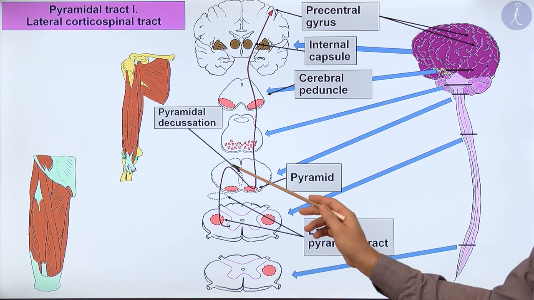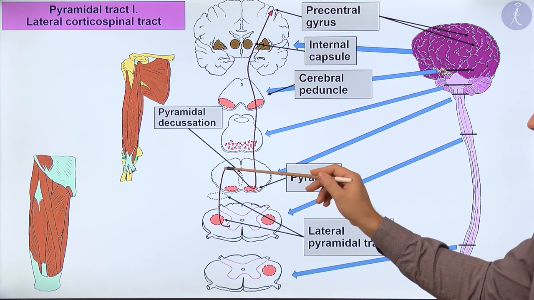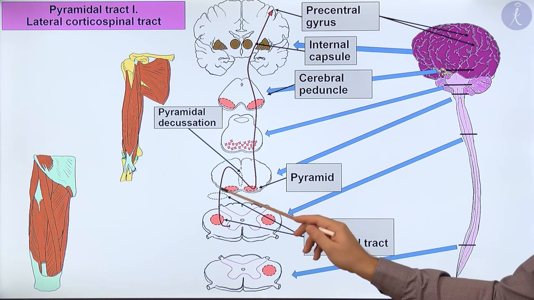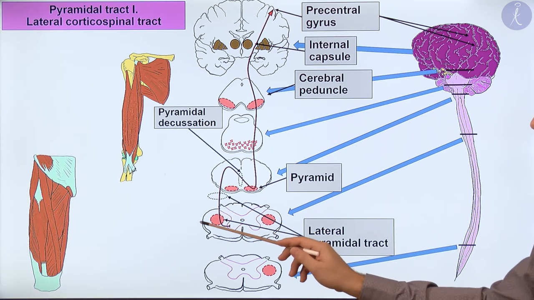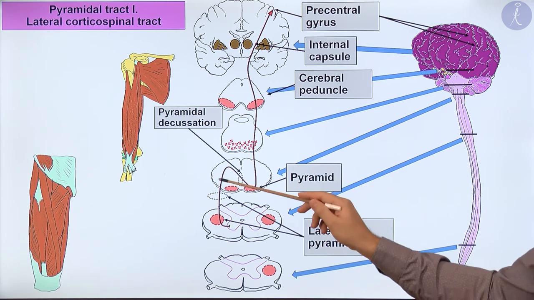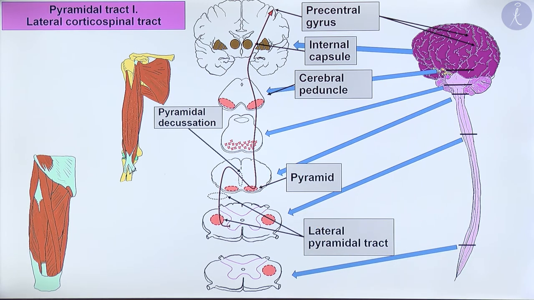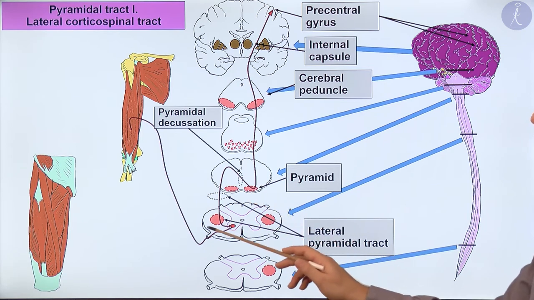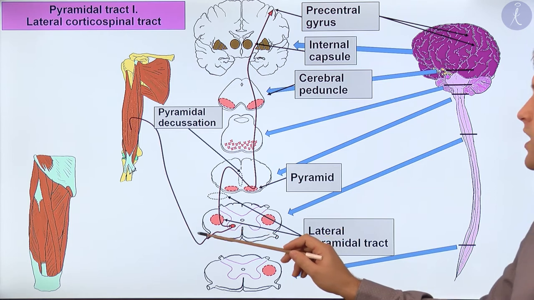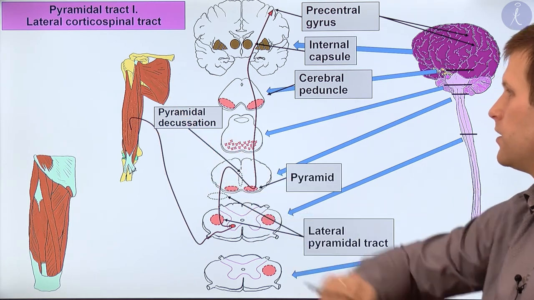After the pyramidal decussation, the huge number of fibers together as a big bundle descend via the lateral funiculus of the spinal cord, and this bundle is called the lateral pyramidal tract. This lateral pyramidal tract will innervate the lower motor neurons at upper thoracic and cervical segments to innervate muscles such as the biceps brachii.